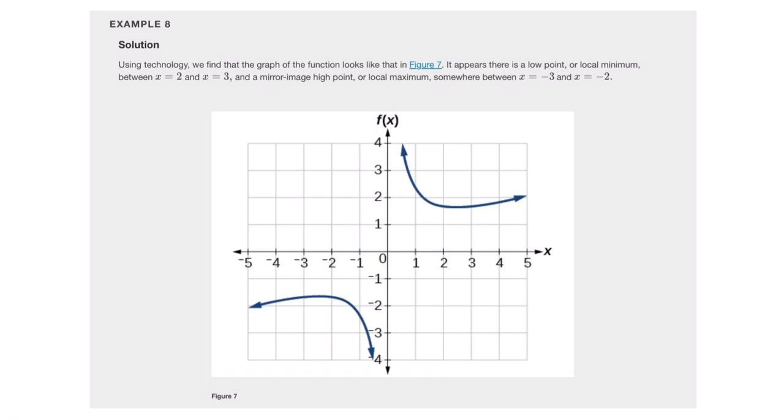Okay, it appears that there's a low point between when x is 2 and 3. So right about here. And a mirror image high point between -3 and -2. All right, so that's approximately what we said. I think we're a little bit off, but it's about there, right? So that was a little bit weird. That's why I was like, something like this, a graphing utility would suffice, and then just read the image. Again, we could do it manually, but for this one, that's going to be a bit much.